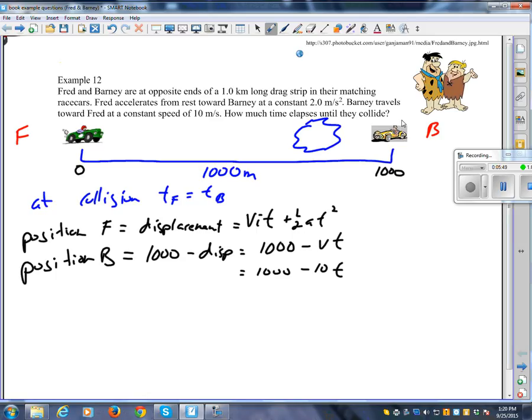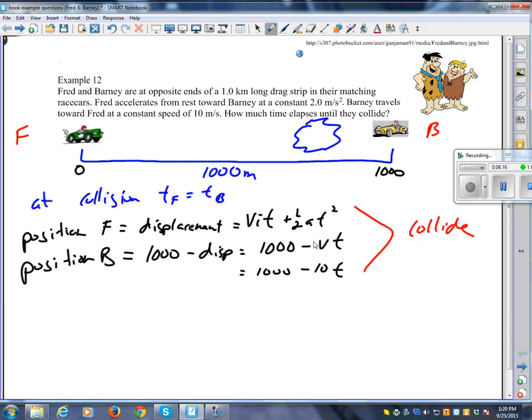Every second he goes 10, 20, 30, 40, 50, 60, right? And his position is 1,000, 990, 980, 970, 960, and so on, right? And when these two are the same, well, that's when they collide. So what do we do? Make them the same. Make them equal to each other. Make this equal to this one.